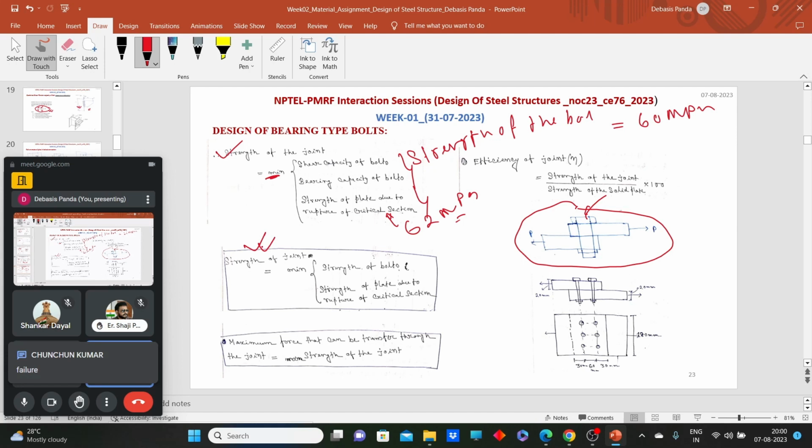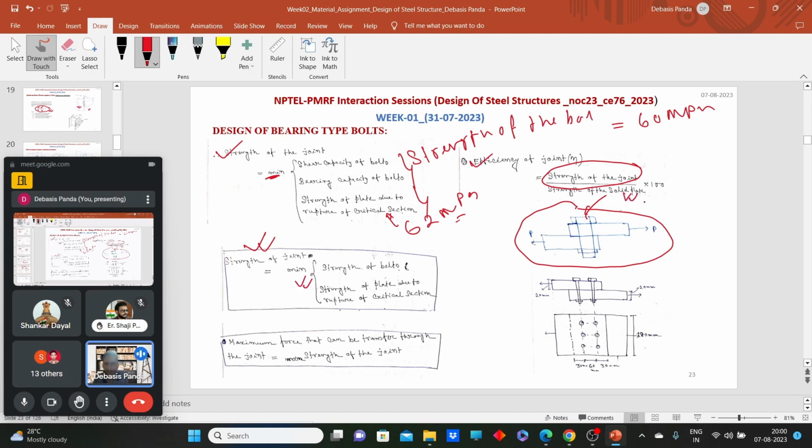What will be the strength of the joint? Strength of the bolt and the strength of the plate. What will be the efficiency of the joint? So efficiency of the joint will be the strength of the joint. So how can we calculate the strength of the joint? The minimum of the strength of the bolt and strength of the plate.